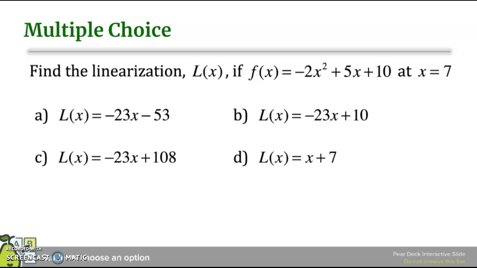All right, here's one for you to try. I would like you to find the linearization, L of x, if the function f of x equals minus 2x squared plus 5x plus 10 is close to the point where x equals 7. So this is multiple choice. So I hope you picked C. L of x equals minus 23x plus 108.